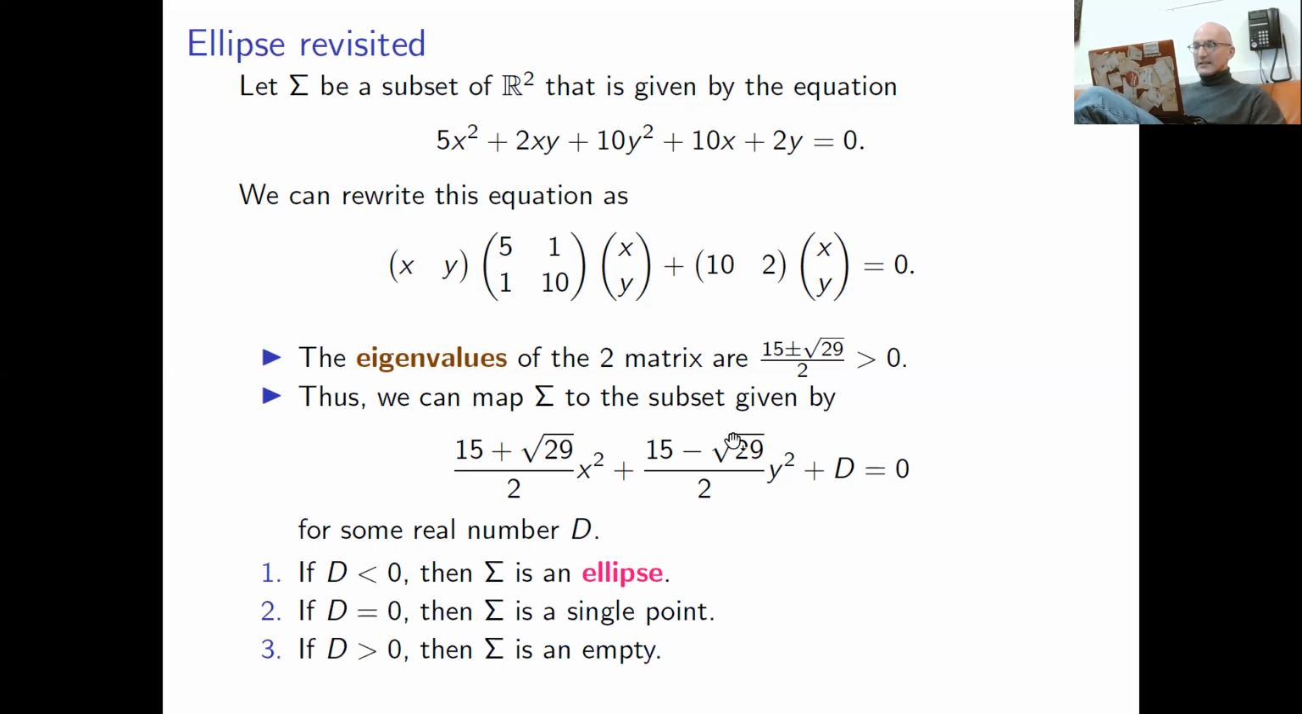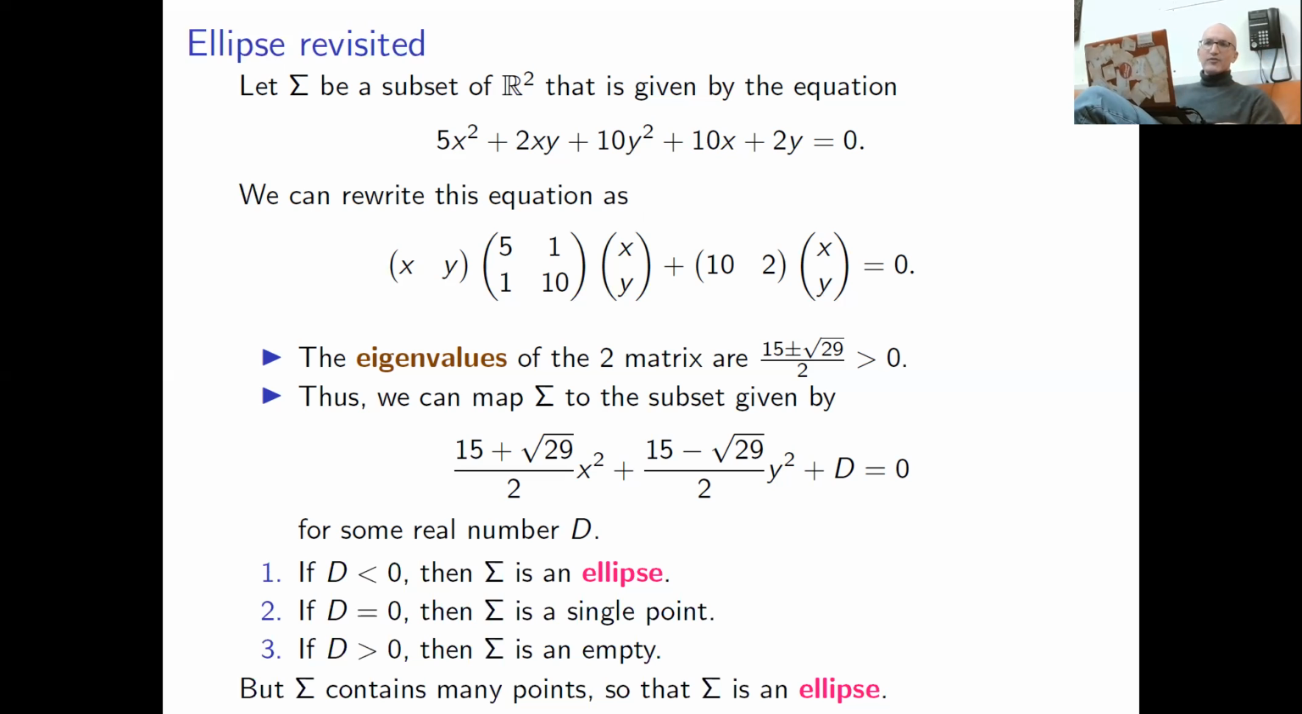You can guess these 2 points. So for example, you can just take y to be 0. What happens if you take y to be 0? These terms disappear. You have the equation 5x squared plus 10x equals 0. It gives me 2 points: y is 0 and x is 0, and the second point, y is 0 and x is minus 2. Okay, good.